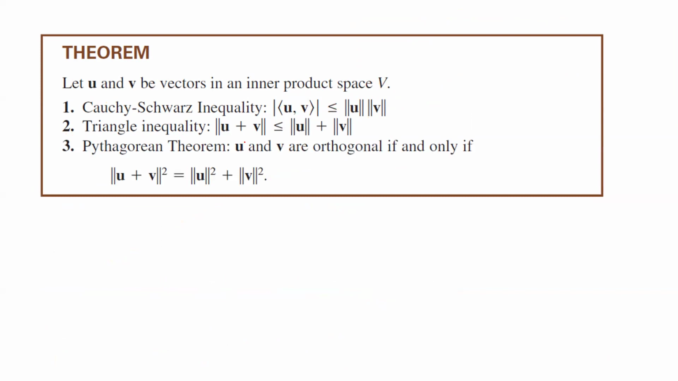The triangle inequality says the magnitude of u plus v is less than or equal to the magnitude of u plus the magnitude of v. The Pythagorean theorem says two vectors are orthogonal if and only if the norm of u plus v squared is equal to the norm of u squared plus the norm of v squared.